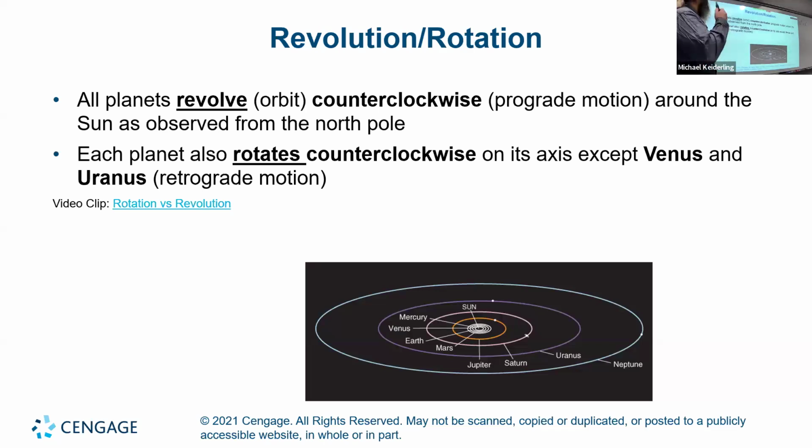All planets orbit the Sun in a counterclockwise direction, as observed from above the North Pole. And every planet rotates as well in that same direction, counterclockwise, with two exceptions. Venus, which rotates very slowly backwards, and Uranus, which is tilted like 90 degrees and is basically rotating on its side. It's technically tilted a little more than 90 degrees, and it's rotating a little bit backwards because of that. But it's basically on its side.